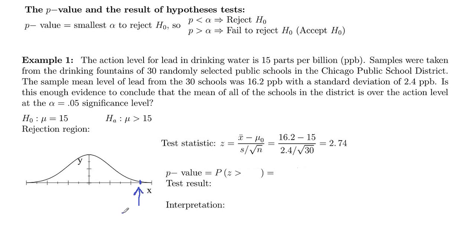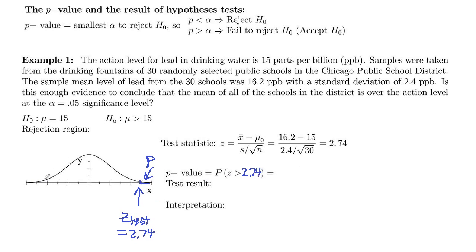So that is our z-test, 2.74. And then that little sliver of area past that, that's the p-value for this upper tail test. For a lower tail test, it'd be below on the lower side. So our p-value is going to be the probability that z is greater than 2.74.